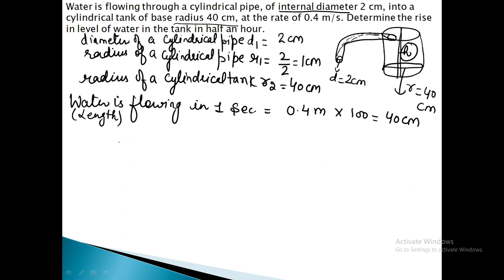Now next, you have to convert this length of water into half an hour. It means you have been given 1 second's water flow. What we have to find out is the length of water flowing in half an hour, that is 30 minutes.